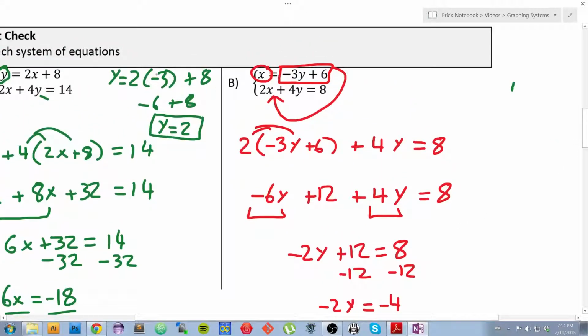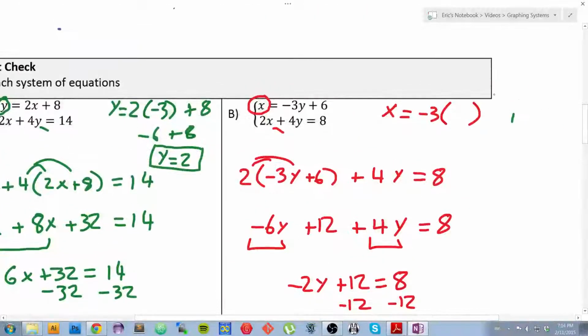Just like before, the equation we use to substitute is perfectly made to tell us what our second variable is. So x should be equal to negative 3 times, what was our y again? Okay, our y was 2. So negative 3 times 2 plus 6, negative 6 plus 6, and that happens to be 0.